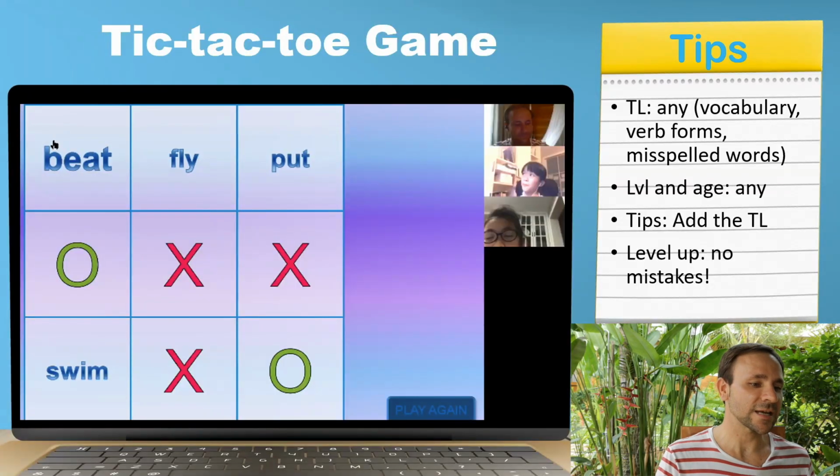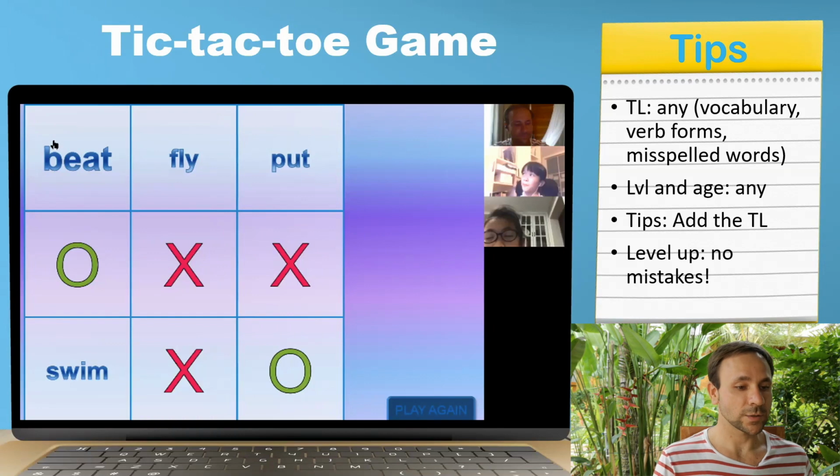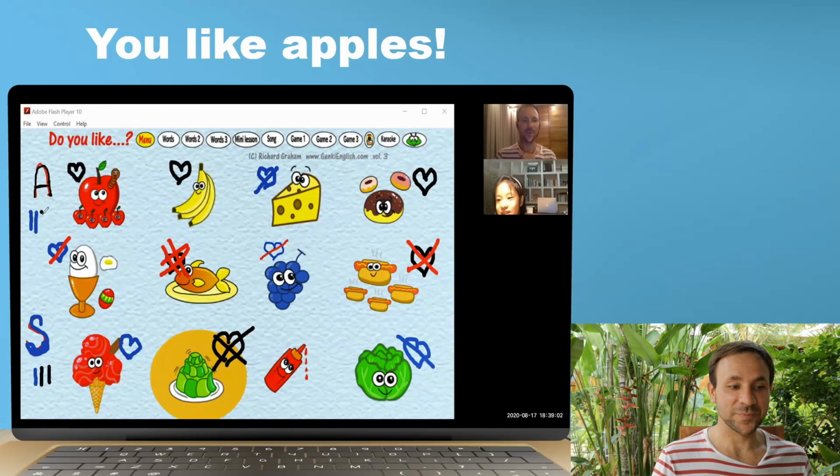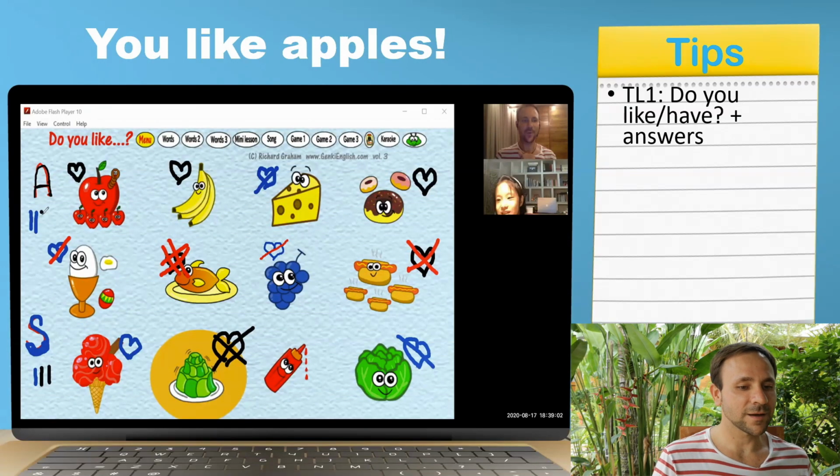And in the second example, we practiced using irregular verbs. So to play, the students would need to give me a sentence using past form. You like apples. This one is really simple and I still like it. Here in one-on-one lesson, we practiced do you like, do you have?